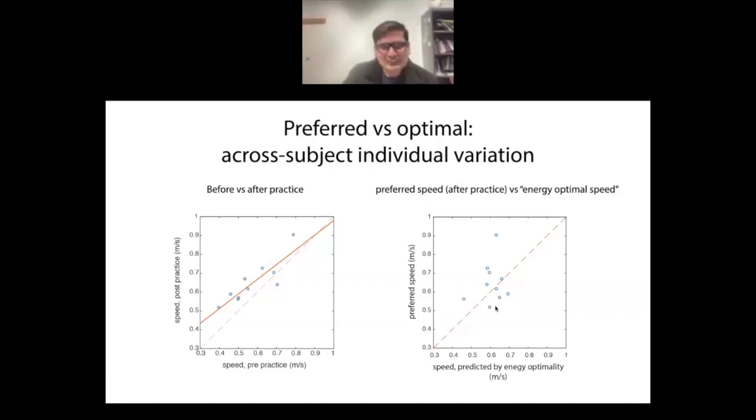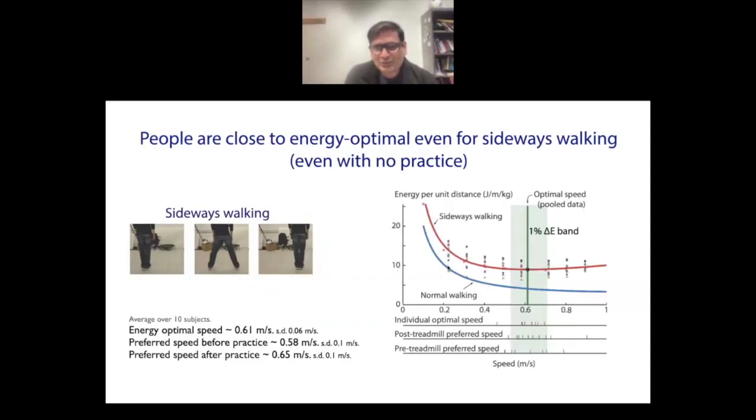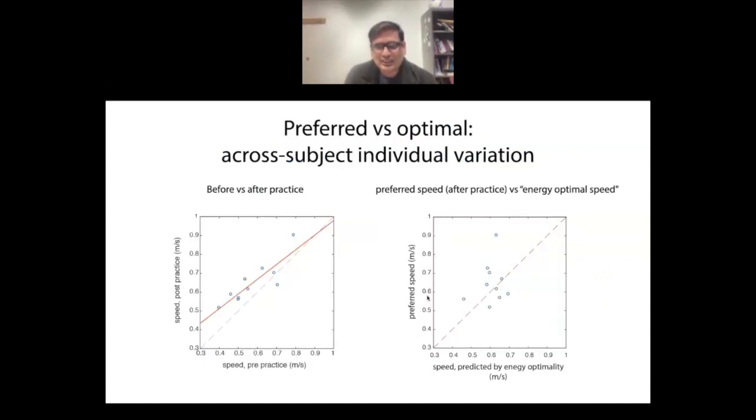But here is actually n different subjects, the individual metabolic data, and they all have roughly the same kind of shape. This person maybe has a lower one, and this is actually the individual correlation, preferred speed versus energy optimal speed. Individual to individual, there is barely any correlation, it turns out. So that is related to your question.